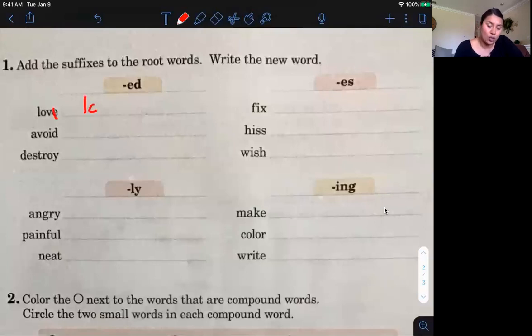So your new word would say loved. If I left both e's, it would say loveed. That's not a word, silly. So drop the e before adding ed. Next one is avoid. Avoided would be the new word. And all you're doing is adding the ed there. Destroyed. All you're doing is adding ed there.